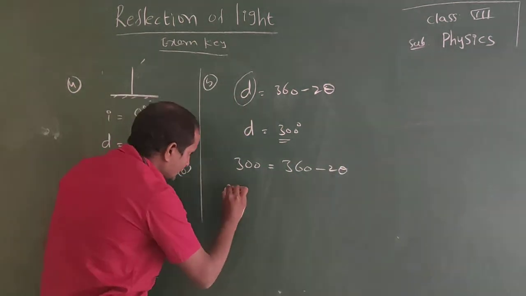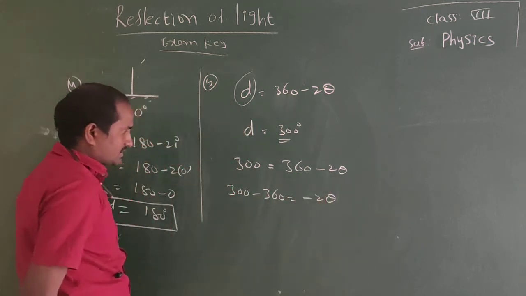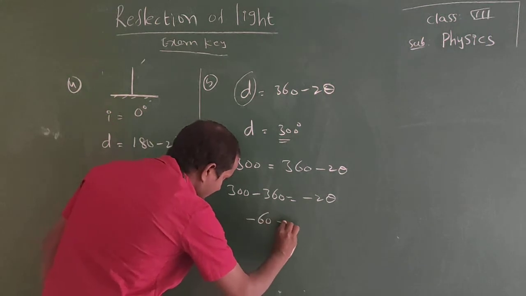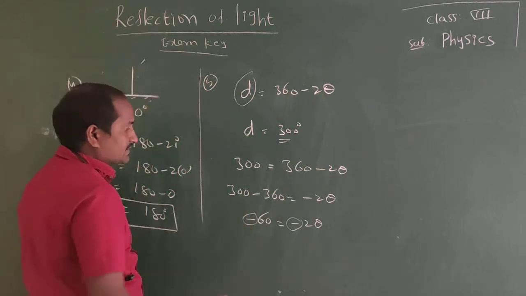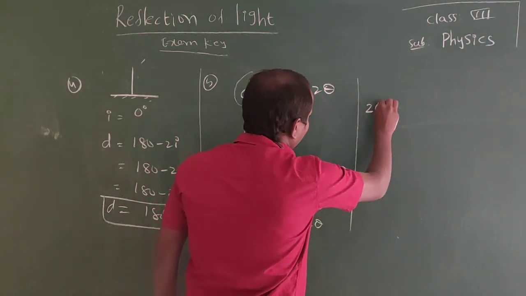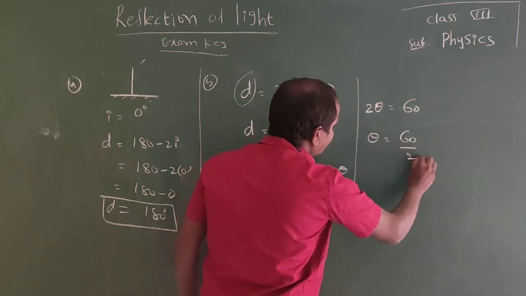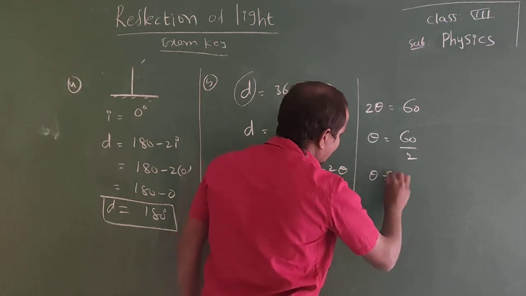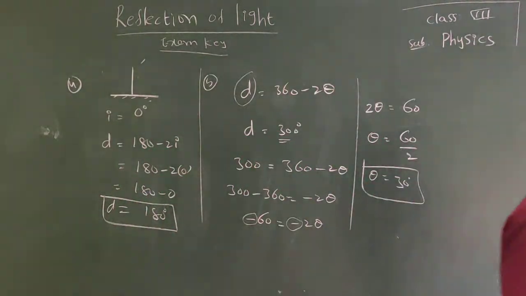360 coming to this side. That equals 300 minus 360 equal to minus 2 theta. So here minus 60 is equal to minus 2 theta. So here the minus signs get cancelled. Okay. 2 theta equal to 60 degrees. Therefore theta equal to 60 by 2. Theta equal to how much here? 30 degrees. Theta equal to 30 degrees.